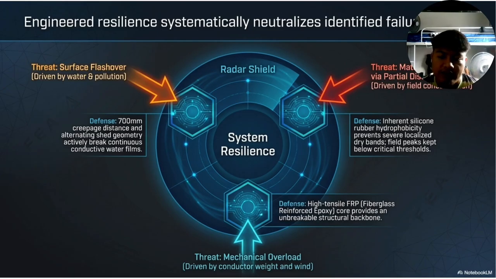Our design reduced the main failure mechanisms in several ways. The long creepage distance helps prevent surface flashover. Silicone rubber reduces water film formation, and the FRP core provides strong mechanical support. Together, these features improve the overall reliability of the insulator.